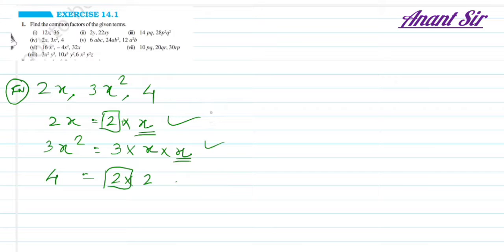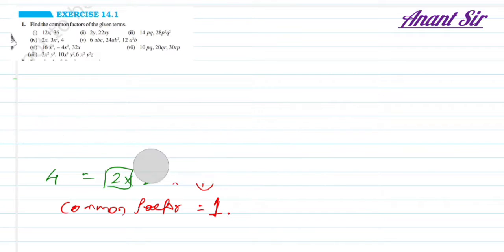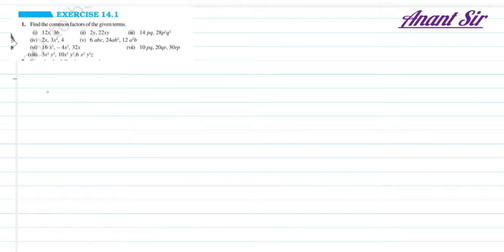So in that case, what do we do? We write times 1. We can write 2 as 2 times 1, 3 as 3 times 1, 4 also as 4 times 1. So we can write the common factor as 1. So always remember, if there is no common factor, then 1 is always a common factor of all the numbers. Okay. So let's go to solve the third question now. Okay, we will be solving the third question.